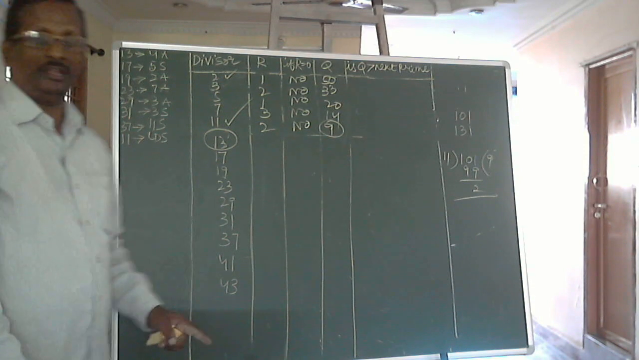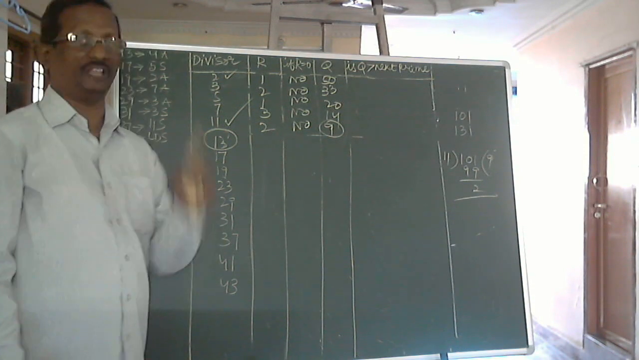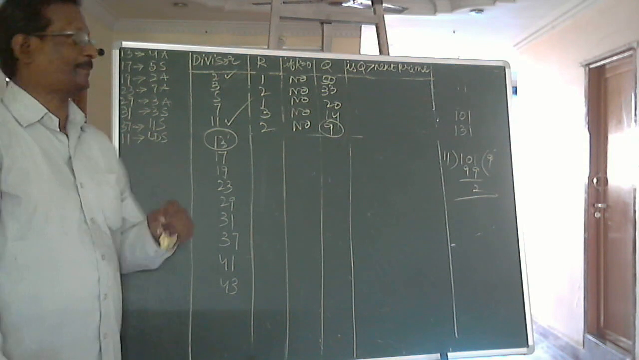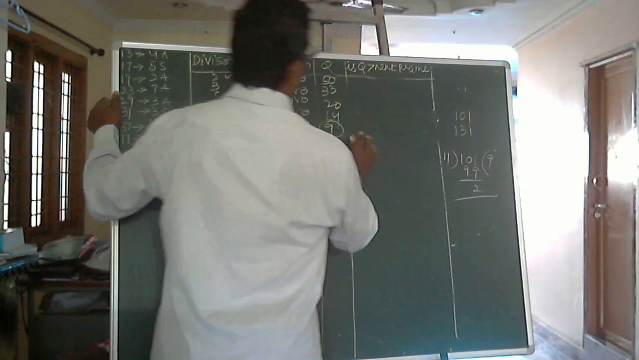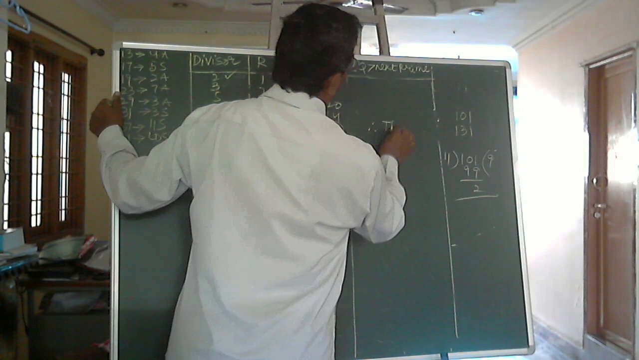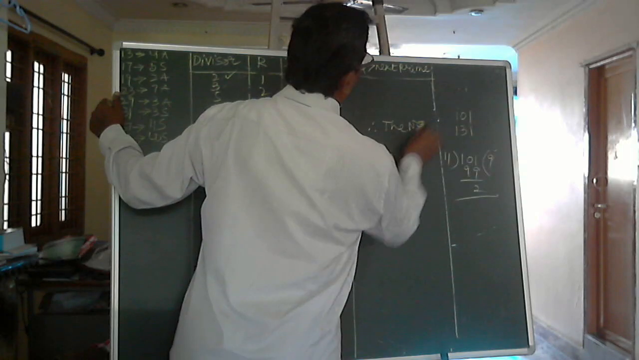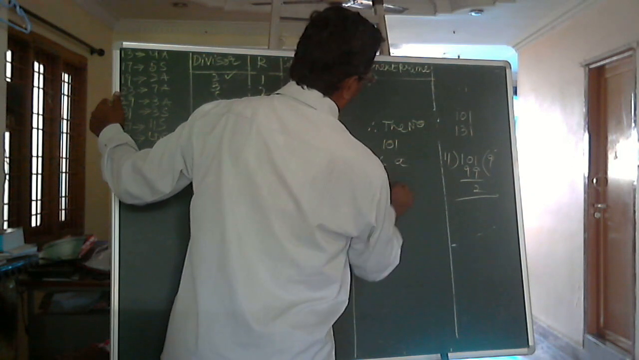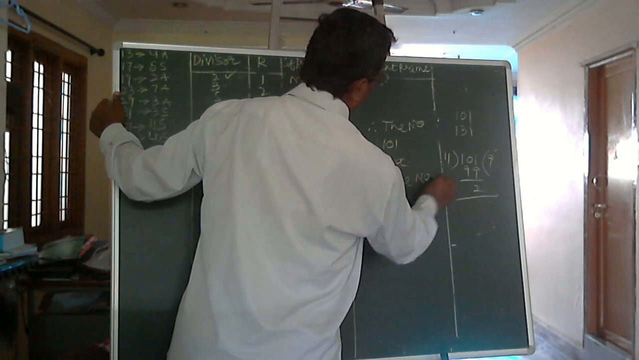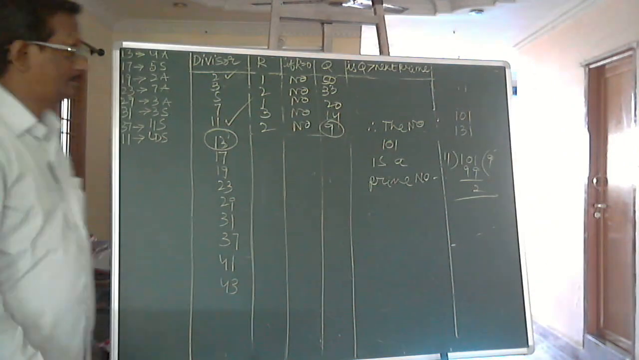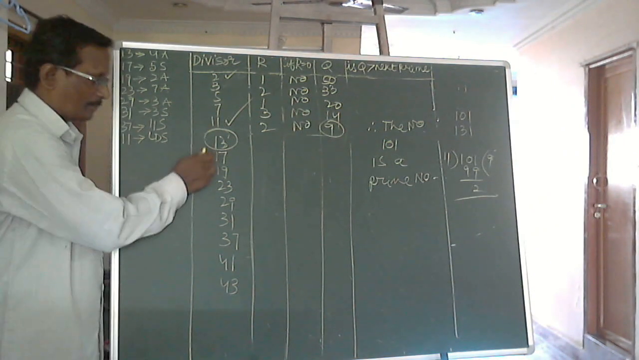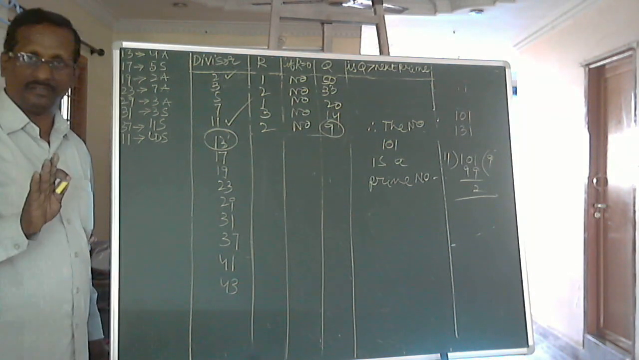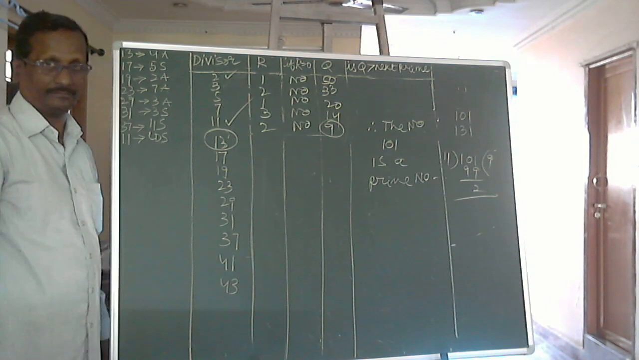Up to 11, we have checked, there is no factor. Therefore, the number is a prime number. The number 101 is a prime number. This is how we check. 13 or more, up to 30, we need not check. It is the deciding factor.